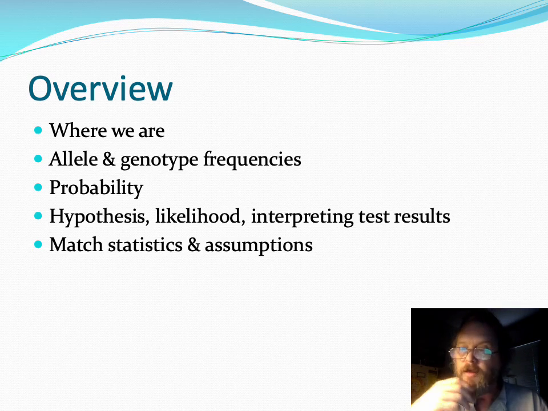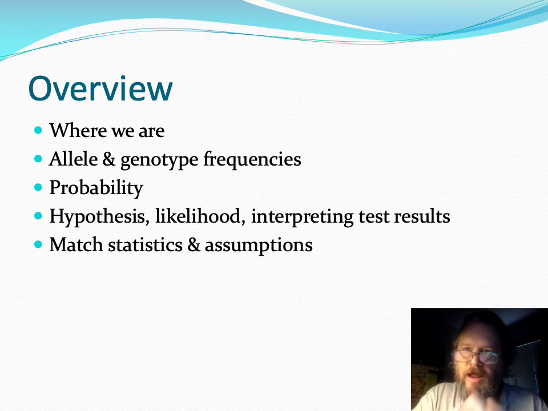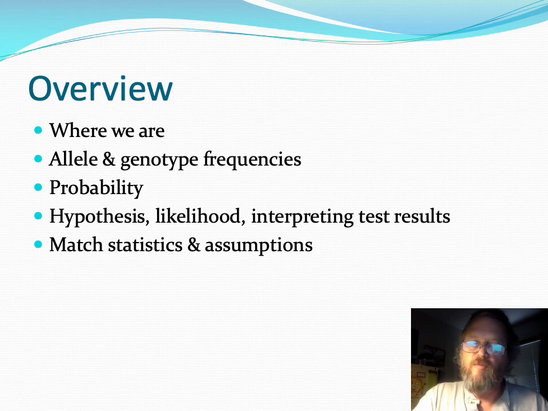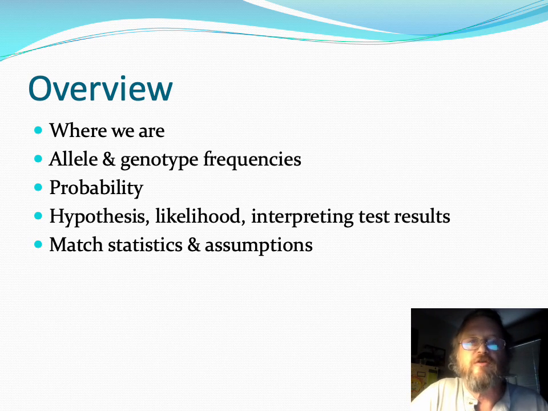Right, so a little overview about what we're going to talk about. Just a couple of slides sort of reviewing where we are, to put this into context. Then I'm going to talk about how to calculate the allele and genotype frequencies. We'll spend some time plowing through the concept of probability, and we'll talk hypotheses and likelihood and interpreting the test results. And then finally, we'll conclude with a little bit about the assumptions that go into calculating match statistics.